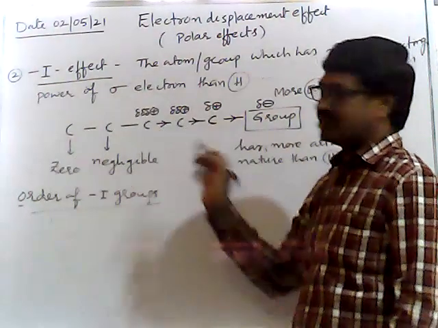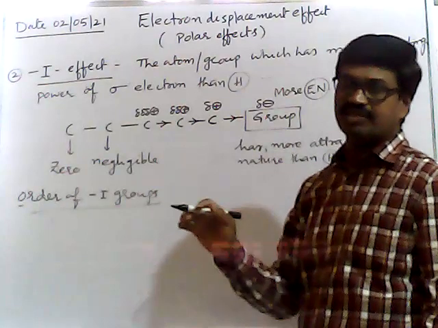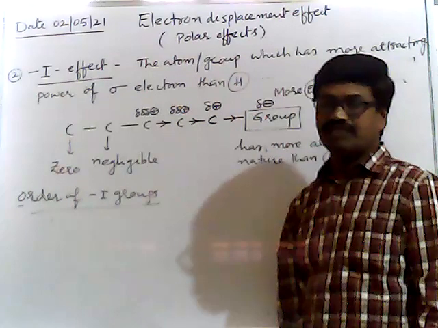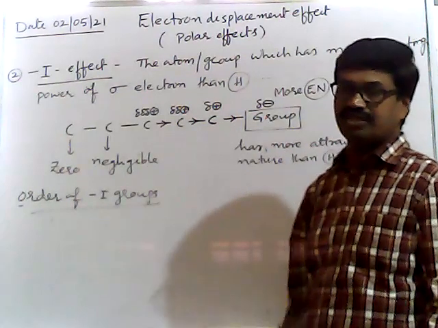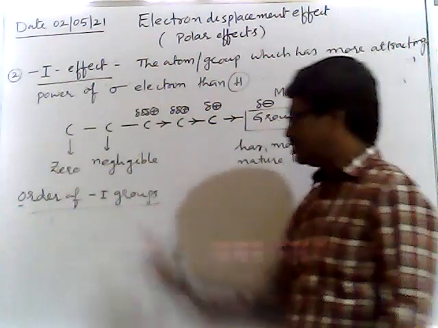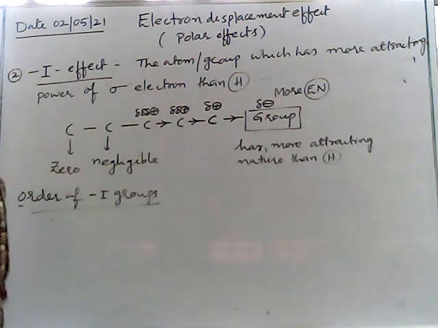Minus I and plus I, there is a difference. If sigma electrons move towards the chain, or away from the group, that is plus I. If the sigma electrons are displaced towards the group, then it is minus I. Then, the order of plus and minus I groups, you have to know how many groups we have. Here I am writing one by one.